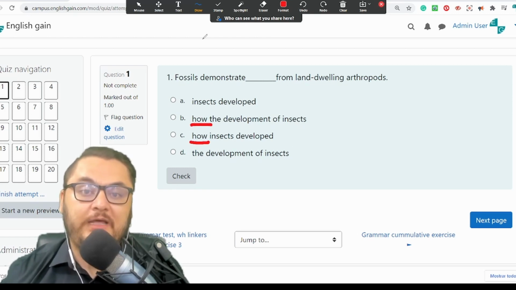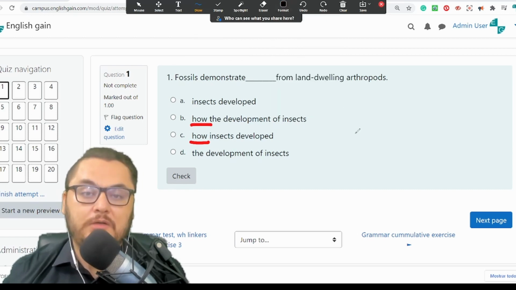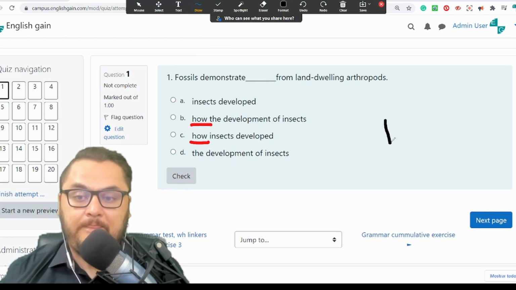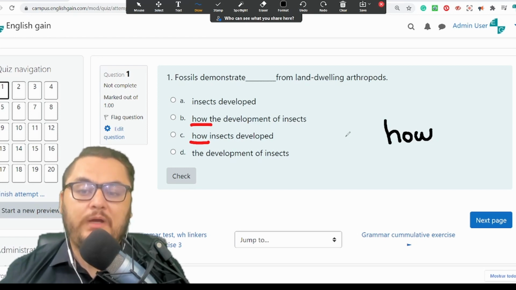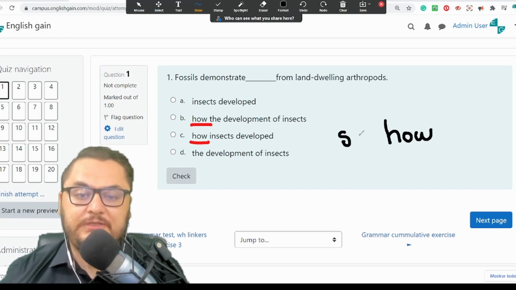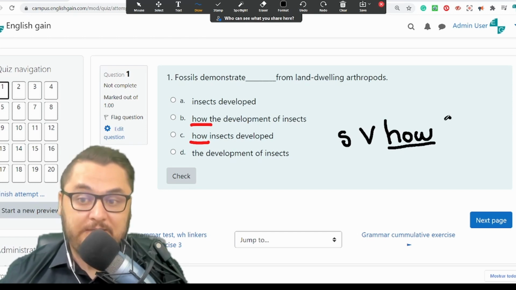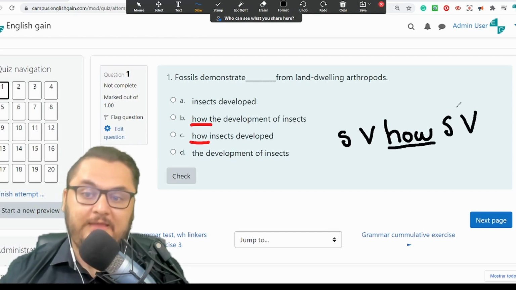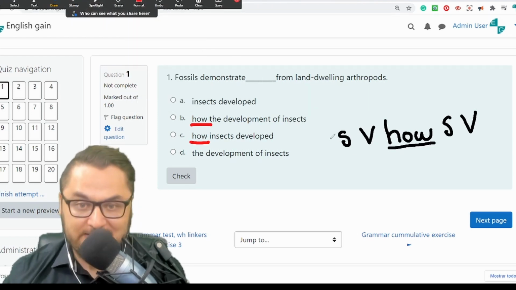Then I would like you to go back. Maybe you can check your linkers for how. You will notice that there is one that says subject, verb, how, subject, verb. And this is exactly what we need to transcribe into our sentence.